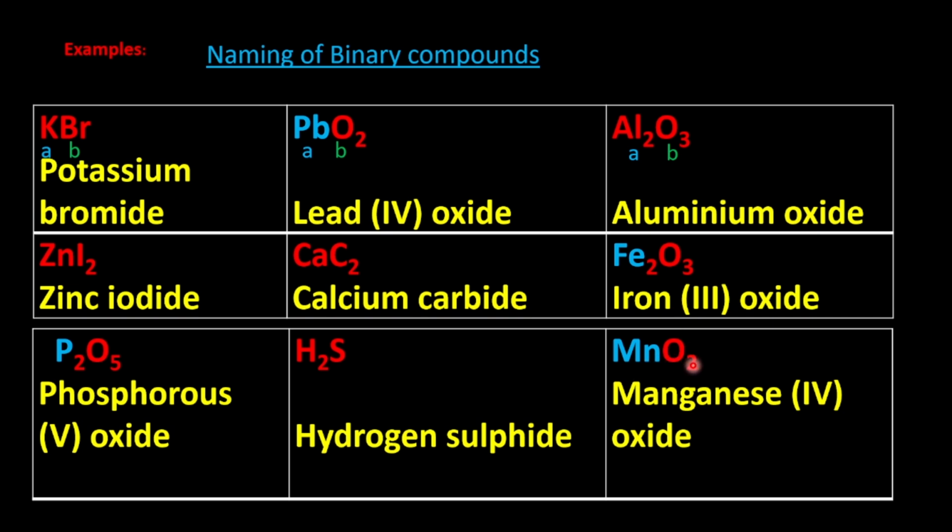MnO2. Mn gives a variable oxidation number. So we need to do the calculation. Oxygen here is 2 times 2, and that will give you 4. As I said, please ignore the minus sign when calculating if you want to get it in the fastest way. Just multiply and you are good to go.